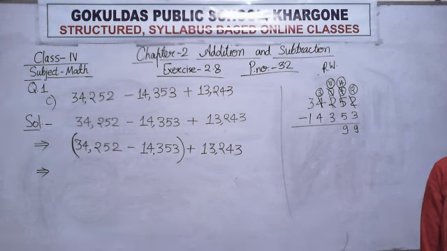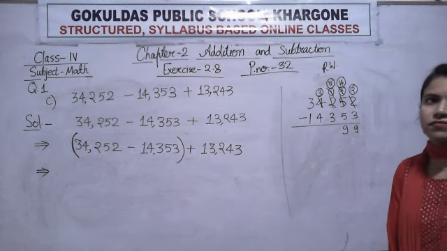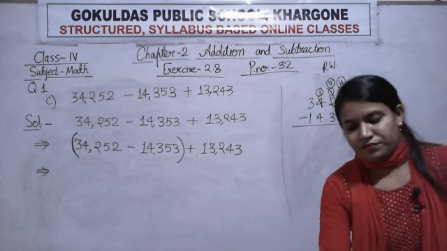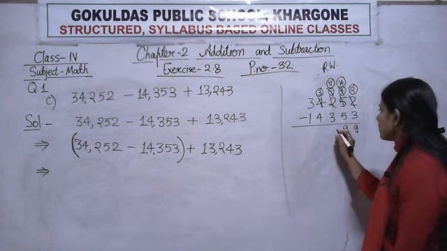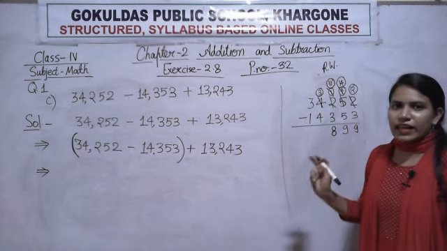I am waiting for your answer. 11 minus 3 is 8. 11 minus 3 is 8. Okay. Now solve the next column.